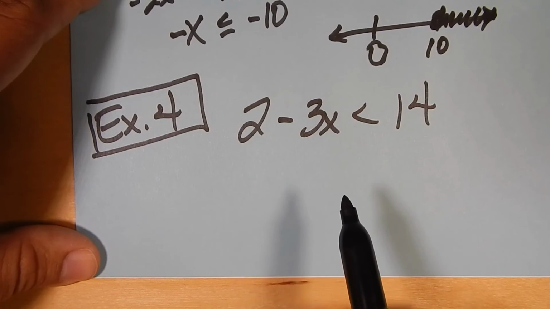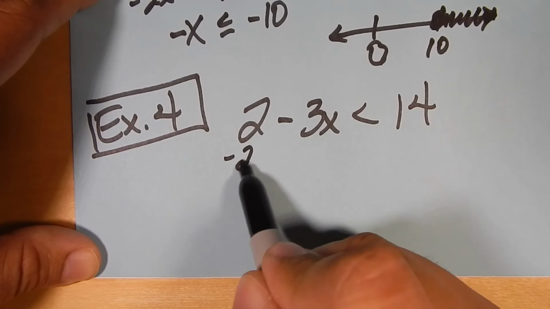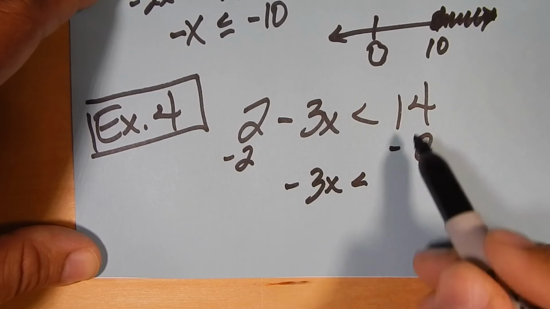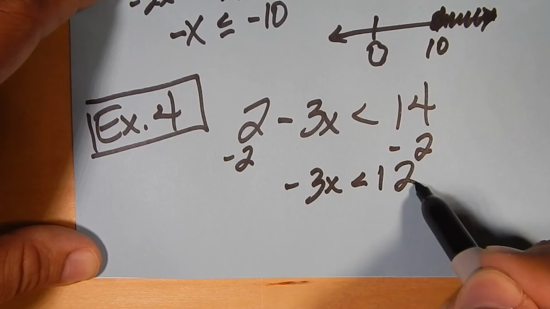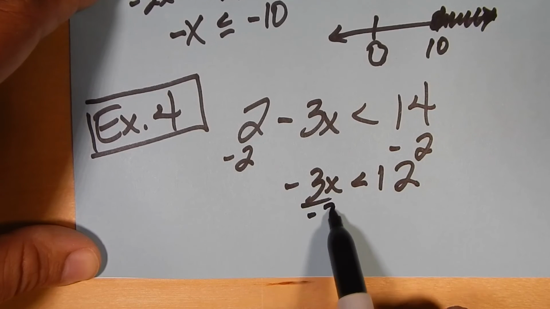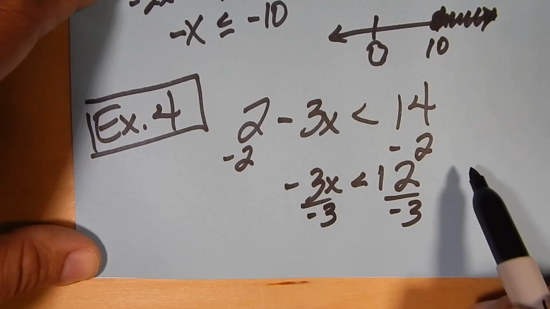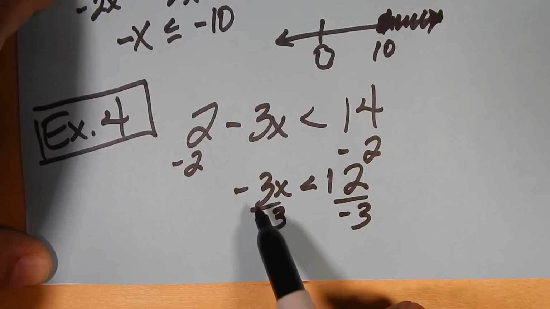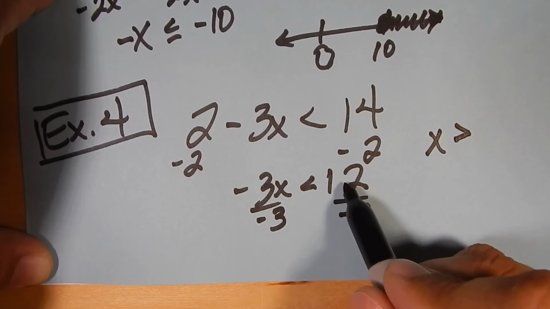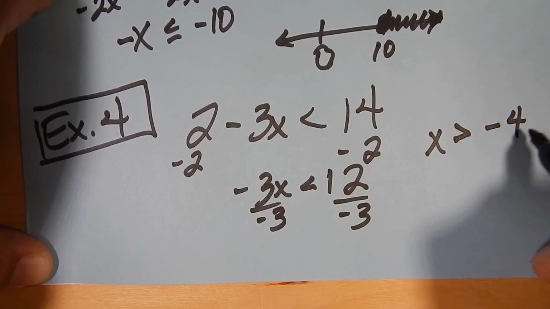2 minus 3x is less than 14. So we want to get the x by itself. We're going to start by subtracting 2. So we have a negative 3x is less than 14 minus 2. That's going to be 12. Here we're going to take this and divide by a negative 3. And that's going to flip this sign around. I'm going to come over to the side here. That's going to flip this sign around. So we've got x. It's no longer less than. It's going to be greater than. 12 divided by negative 3. So positive divided by a negative gives me a negative 4.